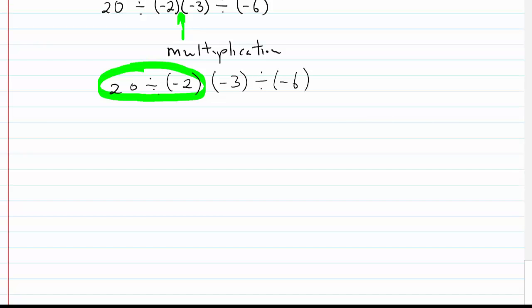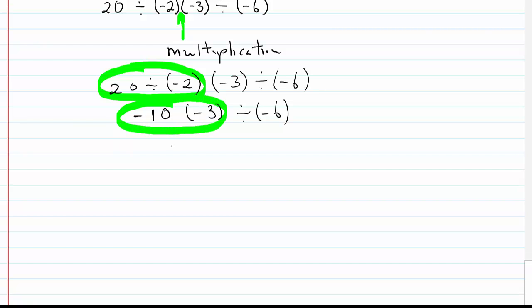Since the signs here are different, my answer will be negative. 20 divided by 2 is 10, negative. Now I'm going to multiply by negative 3, and then when I finish, I'll divide that by negative 6. So my next step is to work these two. Negative 10 times negative 3 becomes positive 30, and if I divide that by negative 6, signs are different, so my answer will be negative, and here I have negative 5 as my result.